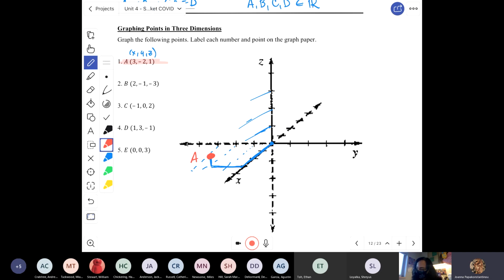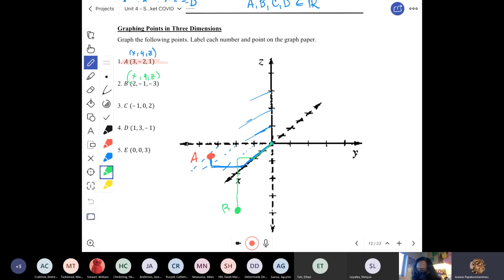Now let's look at B. Let's say I want to graph B. Again, this is X value, Y value, and Z value. I'll draw the path, but you don't need to. If you want to do it on the quest to help you, that's fine, but make sure I know where that point is. Label that point. From the origin, I'm going +2 in the X direction. I'm going -1 in the Y direction, and then I'm traveling 1, 2, 3 in the -Z direction. So that is my point B.